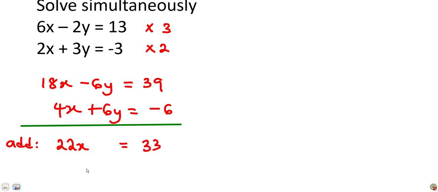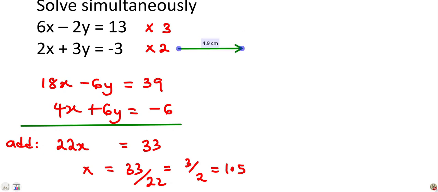And then, of course, you're going to divide 33 by 22. So 33 divided by 22. I think 11 can go here 3 times. 11 can go here 2 times. Definitely, that's going to be 1.5. So what we do next is to substitute this value for x in either the first equation or the second. I think for me, I'll prefer to use the second equation.